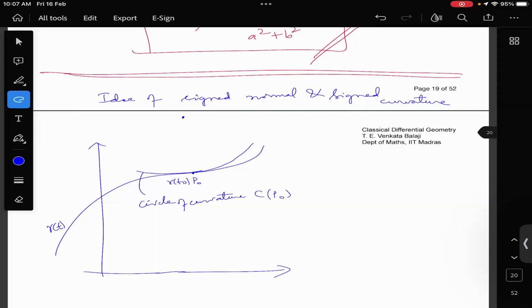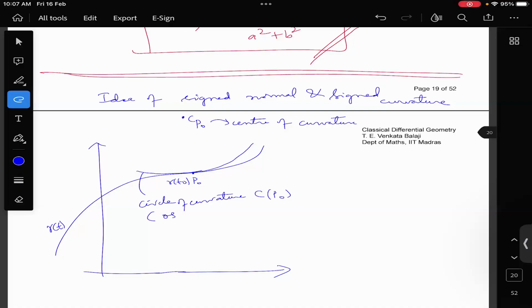This C sub p naught is the center of curvature. Incidentally, there is another term for the circle of curvature, which is called the osculating circle. The literal meaning of osculating circle is a kissing circle. That is, it is the circle that is as close to the curve as possible, the best fitting circle to the curve. So there is also this terminology, osculating circle.